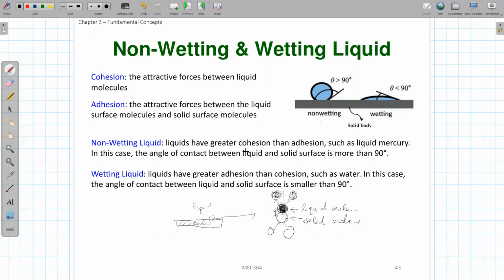Is this clear? Does this make sense, guys? This one is where the attraction between the liquid molecules is larger than the attraction between the liquid and the solid. This one is where the attraction between the liquid and solid is larger than the attraction between the liquid molecules. Does this make sense?